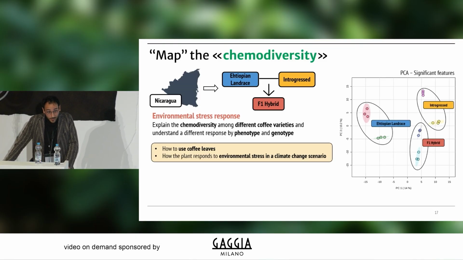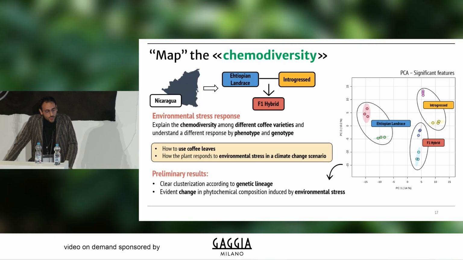Our preliminary data are quite interesting because they show very clearly how this phenolic profile in the control sample changed according to the genetic lineage, but also the stressed sample has an evident change in the phenolic phytochemical composition according to this environmental stress.